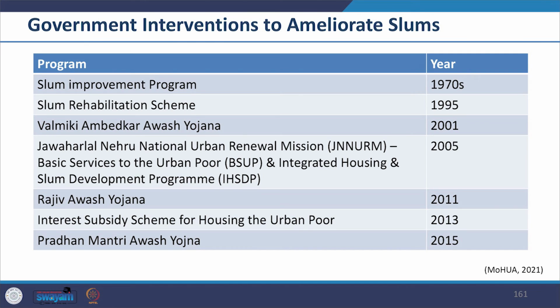We have seen before, SDGs have been adopted in the perspective plans of many states and translated on ground through program convergence. Major programs started by the Government of India towards inclusive city development with focus on slums, including provision of basic services and affordable housing to the urban poor, include: we see Slum Improvement Program in 1970, then we had Slum Rehabilitation Scheme, Valmiki Ambedkar Awas Yojana, we also see JNNURM. Then we see Basic Services to Urban Poor, Integrated Housing and Slum Development Program. Further, we see Rajiv Awas Yojana, then Interest Subsidy Scheme for Housing the Urban Poor. Now we have Pradhan Mantri Awas Yojana.